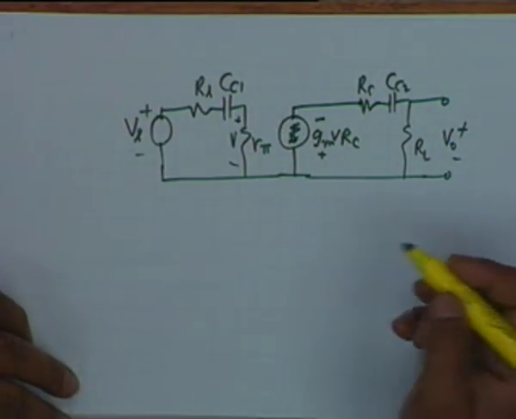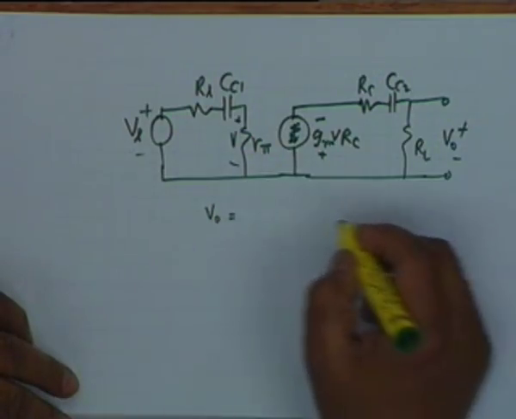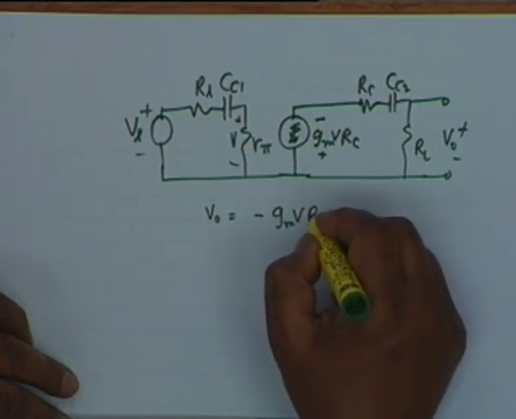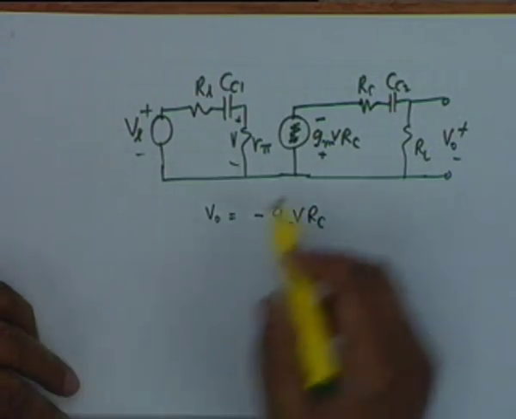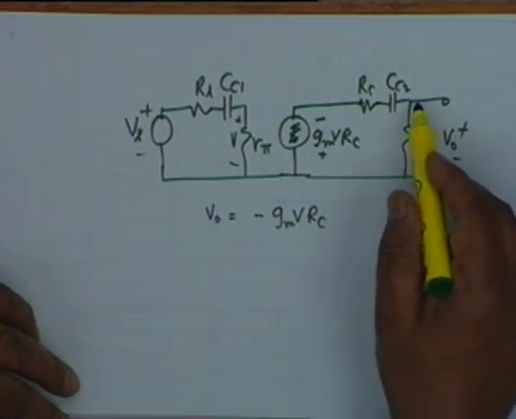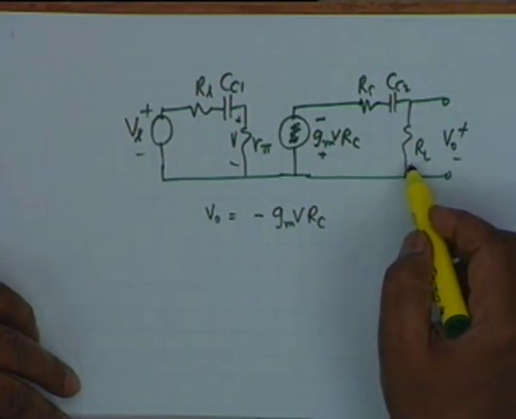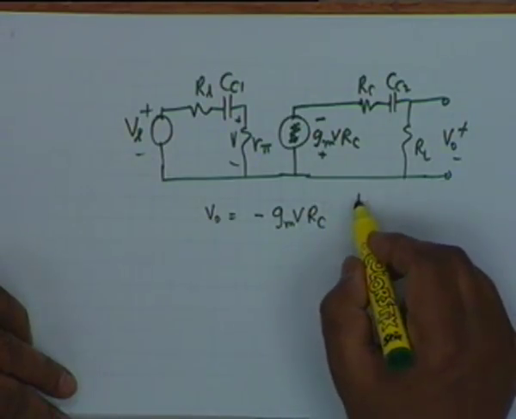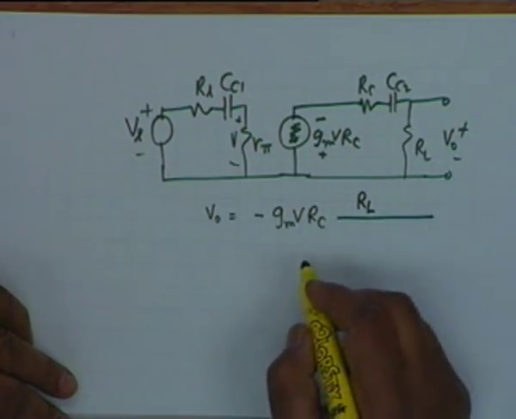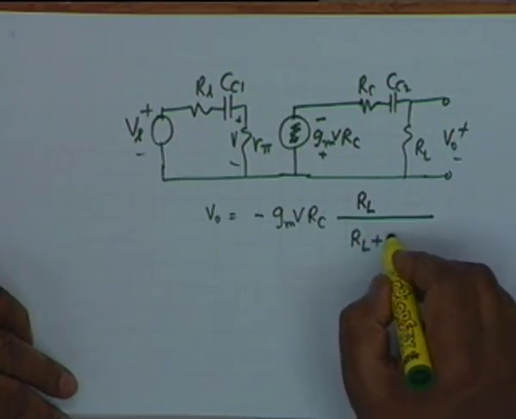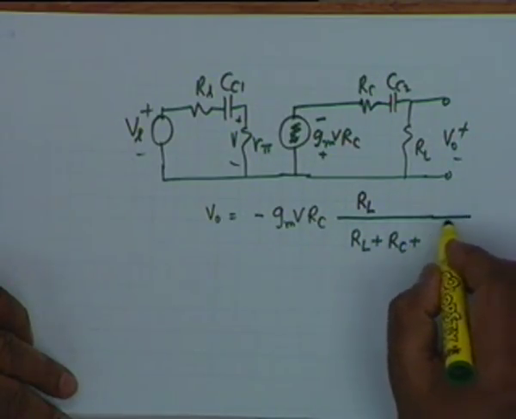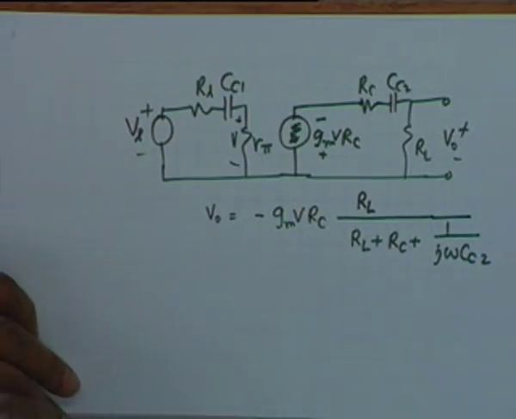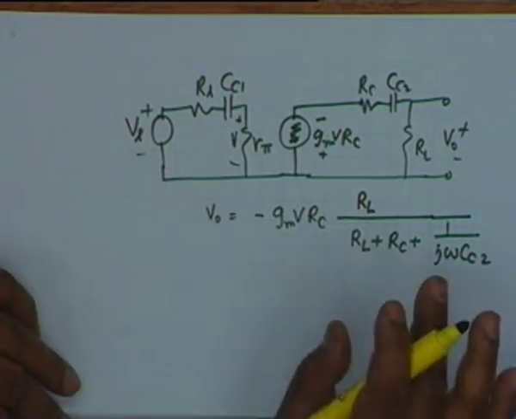You can see that V0 is equal to minus GMV RC, all right, minus GMV RC, then a potential division between RL and RC in series with CC2. Therefore, it would be RL divided by RL plus RC plus 1 over j omega CC2. Is that okay? I write this by inspection.